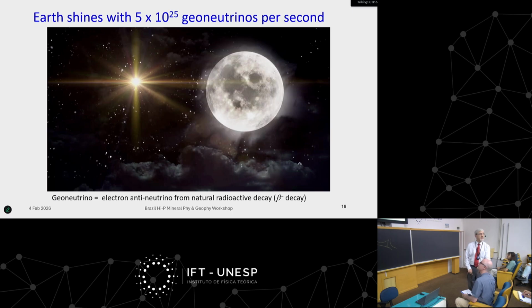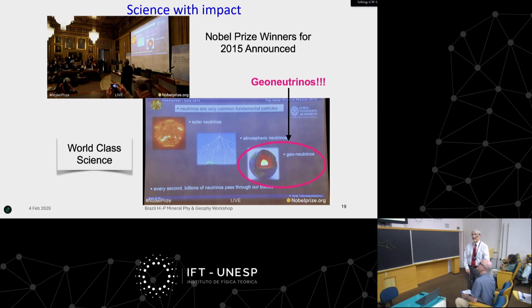Here's a nice little concept. The Earth has been referred to as a neutrino star. It puts out about 5 times 10 to the 25 neutrinos per second, illuminating the universe with its brilliance. So think of it that way. It's really quite cool to think of. Next slide, please.